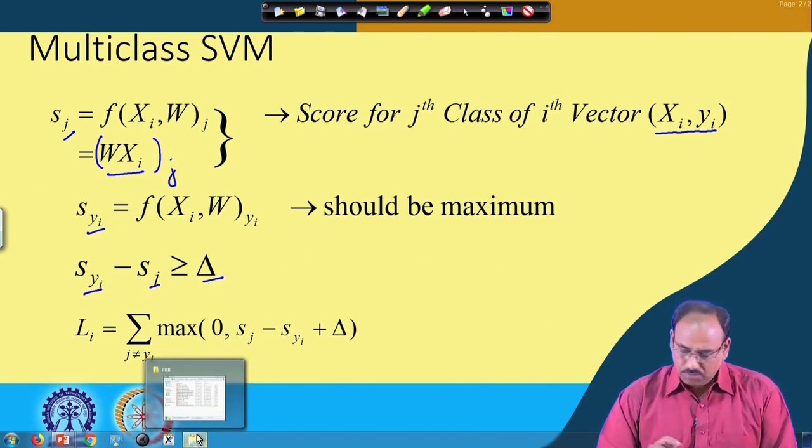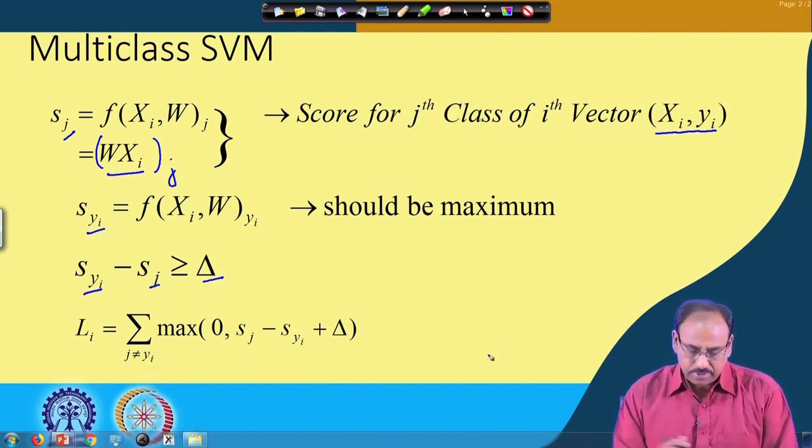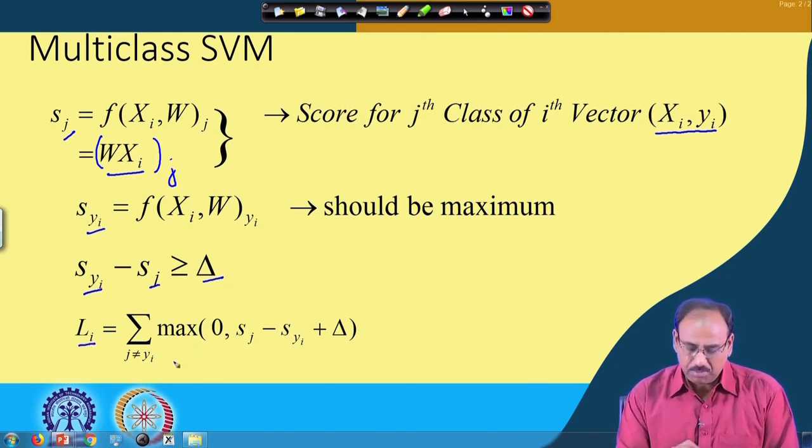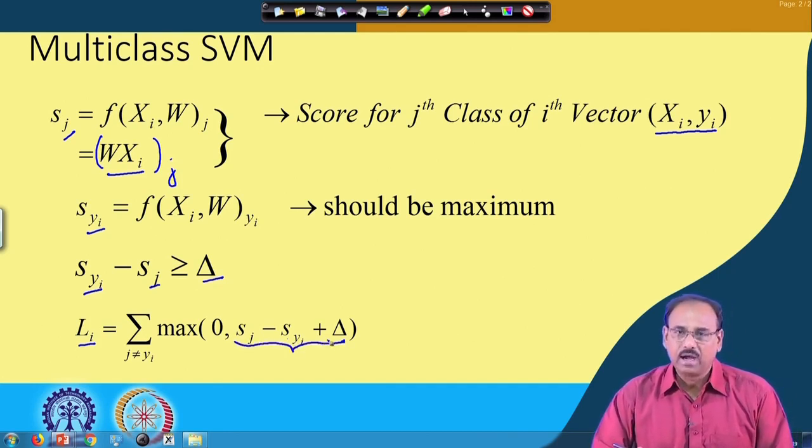So, accordingly, for the ith component, the loss function that we get, L i, is nothing but the maximum of 0 and s j minus s y i plus delta. You find that as long as s y i is greater than s j by an amount delta, this amount s j minus s y i plus delta will be less than 0.